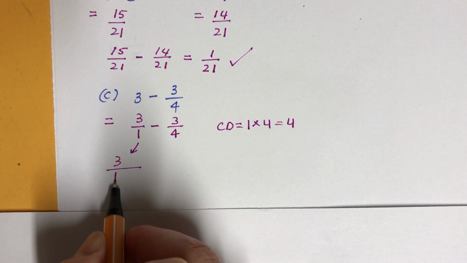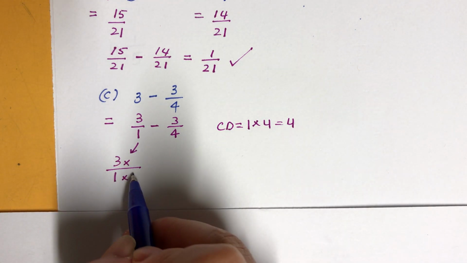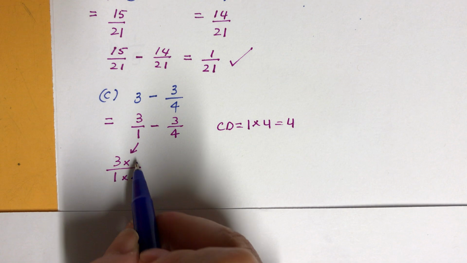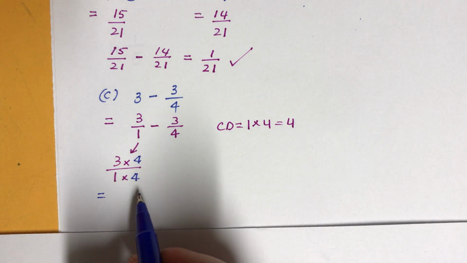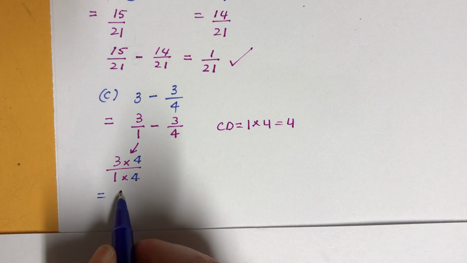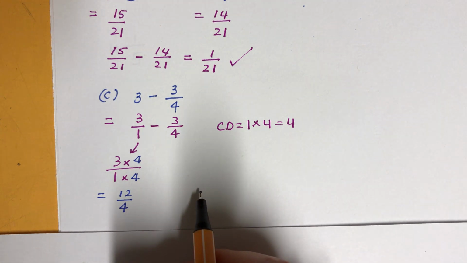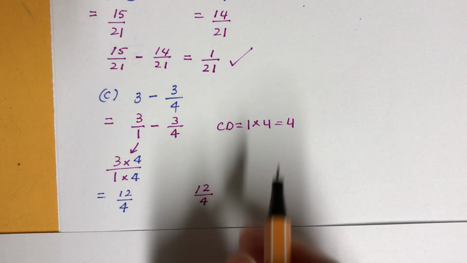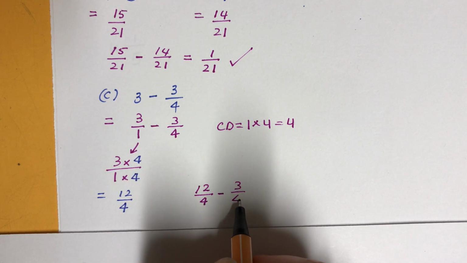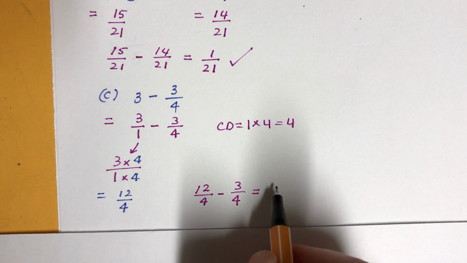3 over 1. Now, 1 times what will make 4? Of course, it's a 4. And I will do the same thing on the top. And my new fraction with common denominator 4 will be 12 over 4. Okay, so all I'm going to do now is rewrite the expression: 12 over 4 minus 3 over 4 equals 9 over 4.